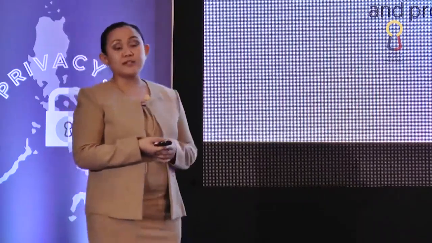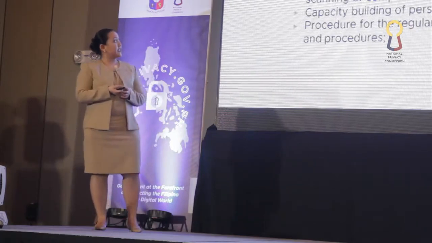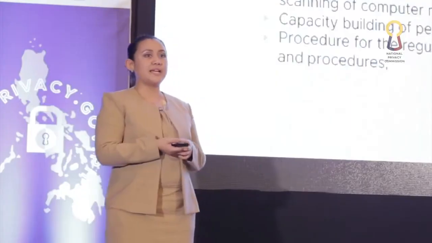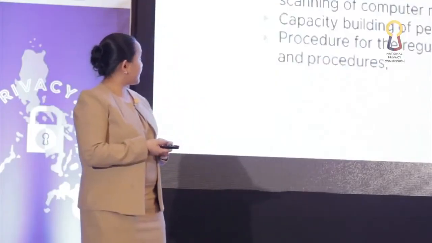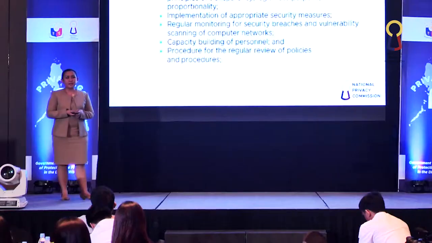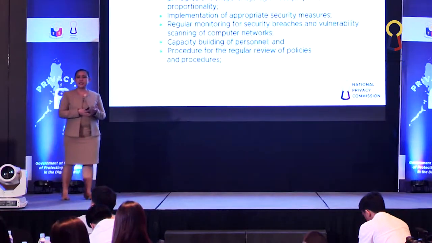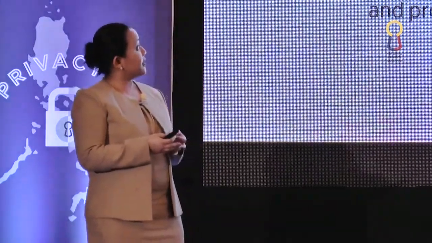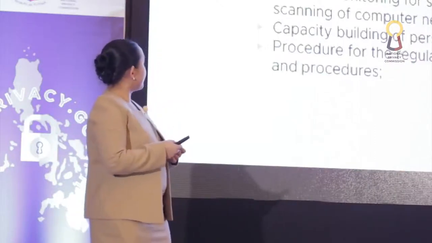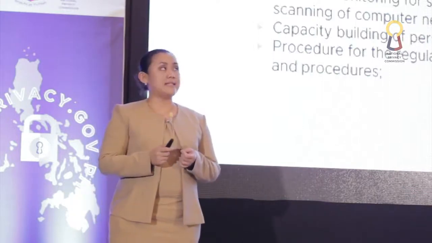So one would be conduct of the privacy impact assessment. This was discussed earlier this morning. The data governance policy that ensures adherence to the principles of transparency, legitimate purpose, and proportionality. It could also include implementation of appropriate security measures to ensure the confidentiality, availability, and integrity of personal data. Regular monitoring of breaches, capacity building of personnel in the case of security incidents and personal data breaches, as well as procedure for the regular review of policies.